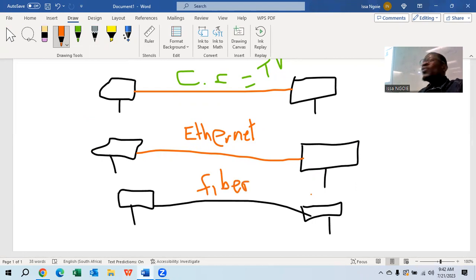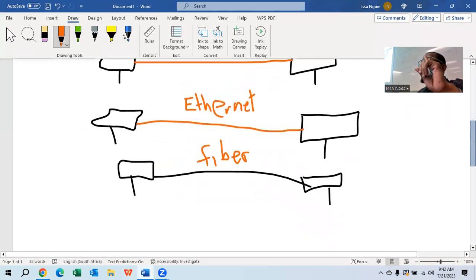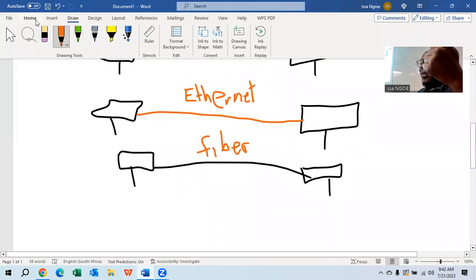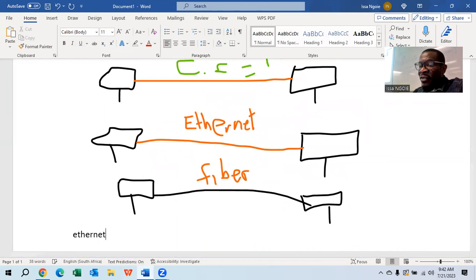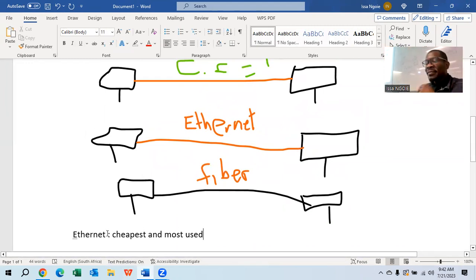Finished. This is how you can create a network using cables: coaxial cable, the one that we are using with our TVs, the Ethernet, or the fiber. Now, the most important thing when you are talking about those cables is to understand which one is cheaper when it comes to the price, right? The Ethernet one, the copper, is the cheapest one, and the most common or the most used, right?